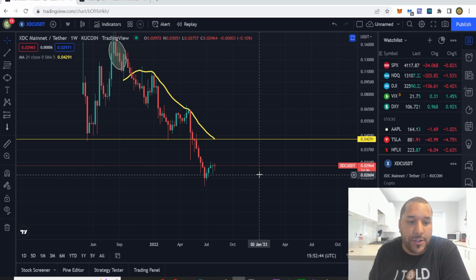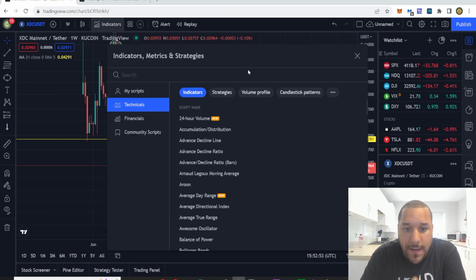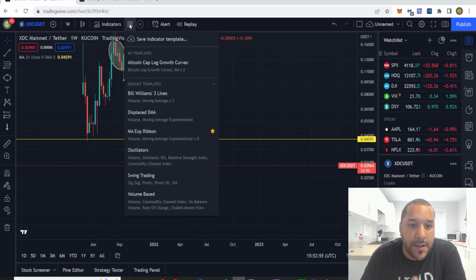But again, this is not financial advice. Just look into it more. If it breaks it, you can see higher highs. Another thing that you can use for indicators is, let me find it, the EMA ribbons.